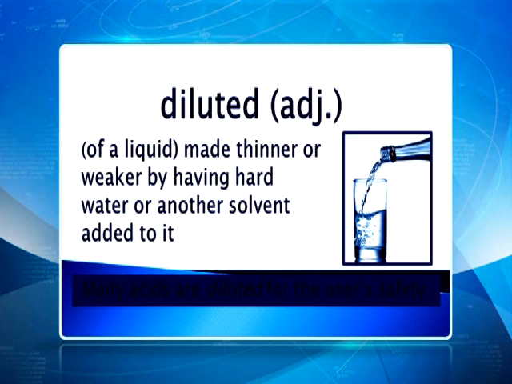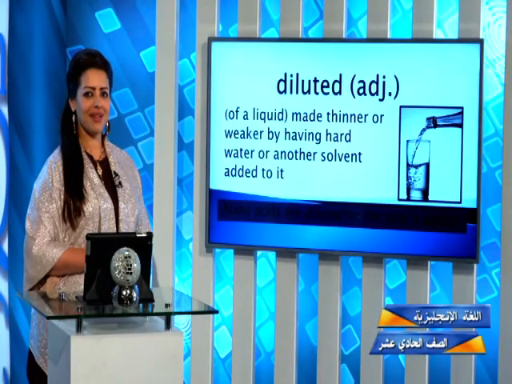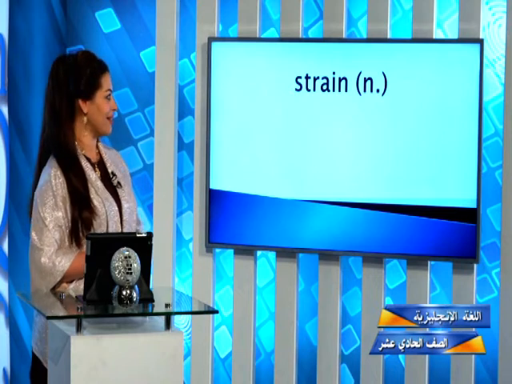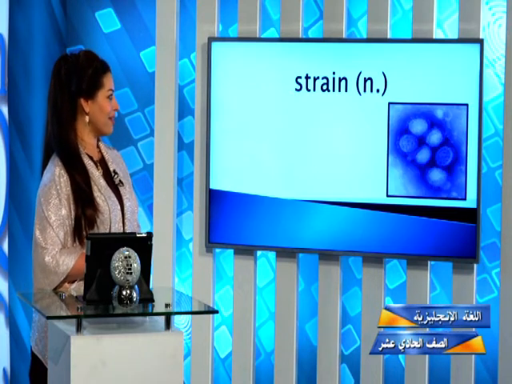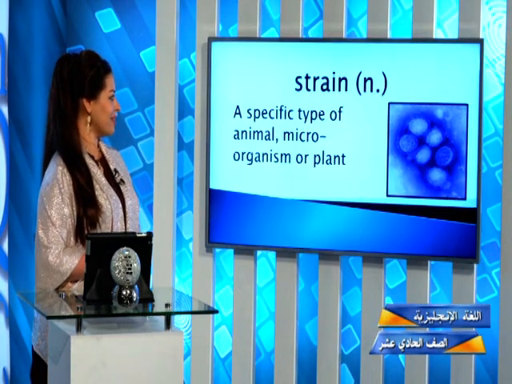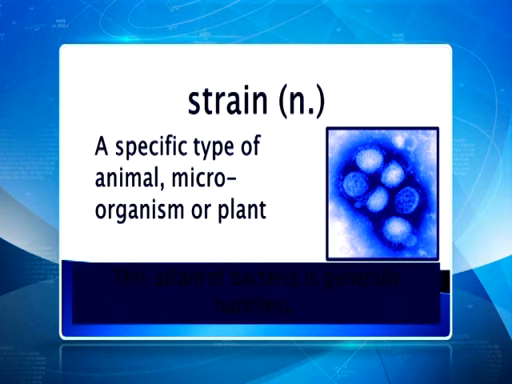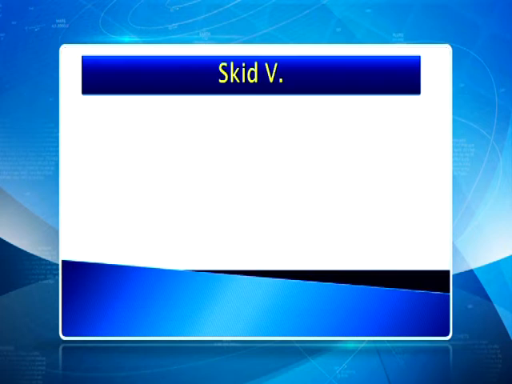If we use it in a sentence, let's read it together. Many acids are diluted for the user's safety. Let's move on with our next word, which is strain. Strain. It's a specific type of animal, microorganism, or plant. Let's read the example together. This strain of bacteria is generally harmless.